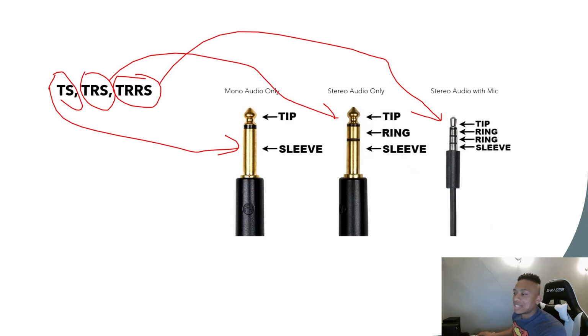So tip and sleeve provides only mono audio. So if you have a tip sleeve, you're not going to be listening to high quality sound. It's going to be mono, no stereo, guys. If you have a tip ring sleeve, it's only stereo, so there's no microphone on that connection. Tip ring ring sleeve includes a mic. As you can see, for a tip sleeve, there's one black thing here. Tip ring sleeve, there are two. Tip ring ring sleeve, there are three of them.